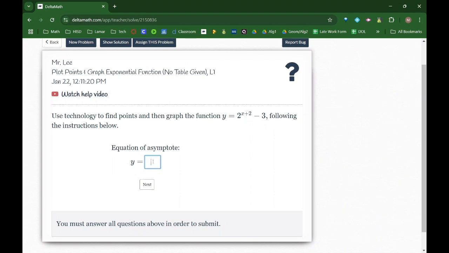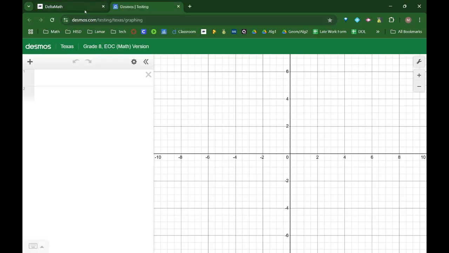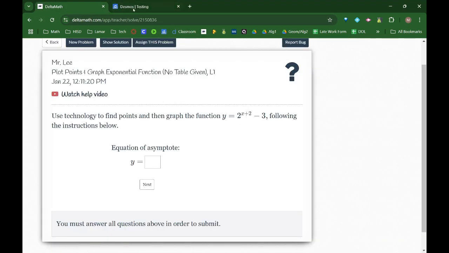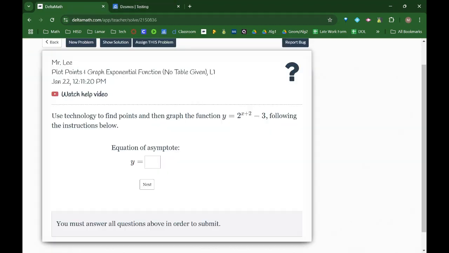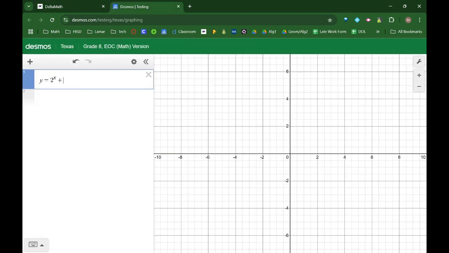This one's asking us to find the asymptote, and they're asking us to use technology. So that means Desmos or a graphing calculator of some sort is fair game. I'm going to type this equation in: 2 to the power of x plus 2. You'll see something here as I do that. You see how the plus 2 comes out? What we're going to do here is make this parentheses x plus 2. It's a weird quirk of Desmos. If you're trying to type in an exponent that's not just x, you'll have to use parentheses, I believe. But this is what our graph looks like here.